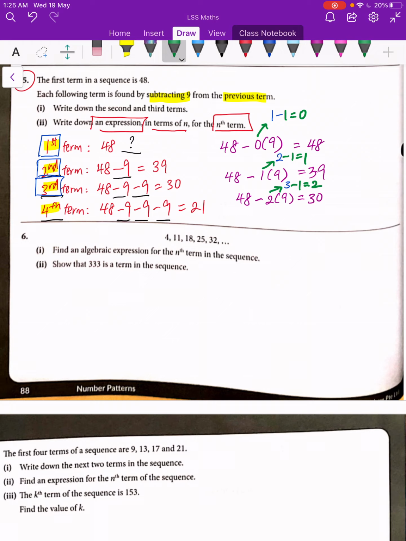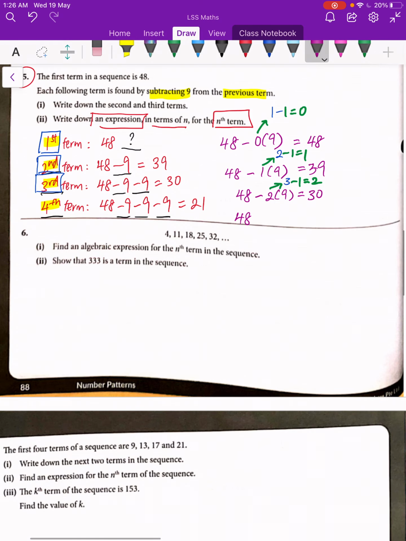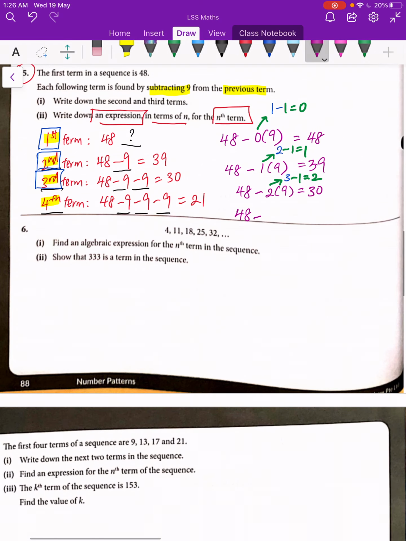So they give me 2. So for the fourth term, can you figure out what this pattern would be? Same thing, I start with 48 first, and I minus 3 sets of 9. For these 3 sets of 9, where did this 3 come from? It actually comes from 4 minus 1.